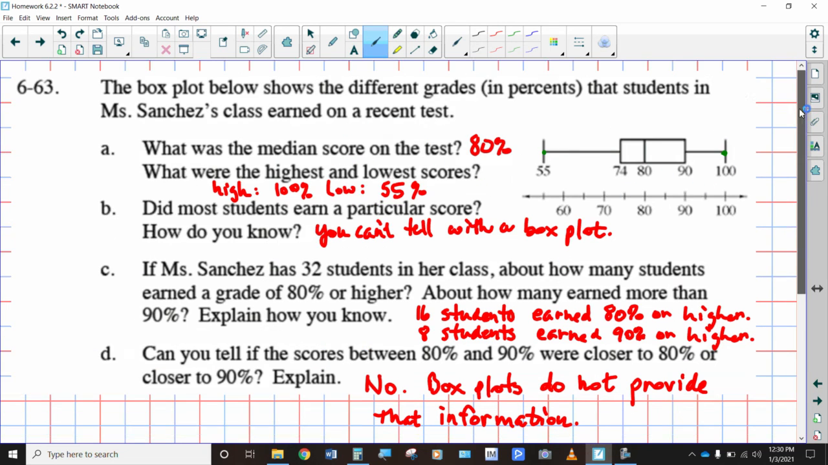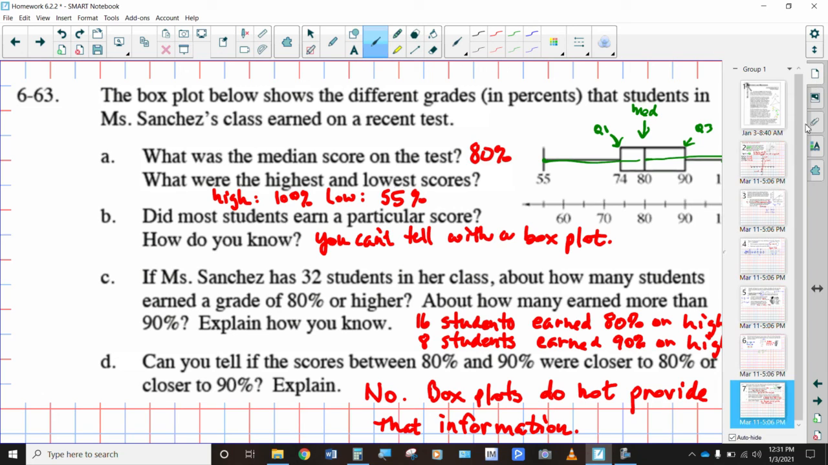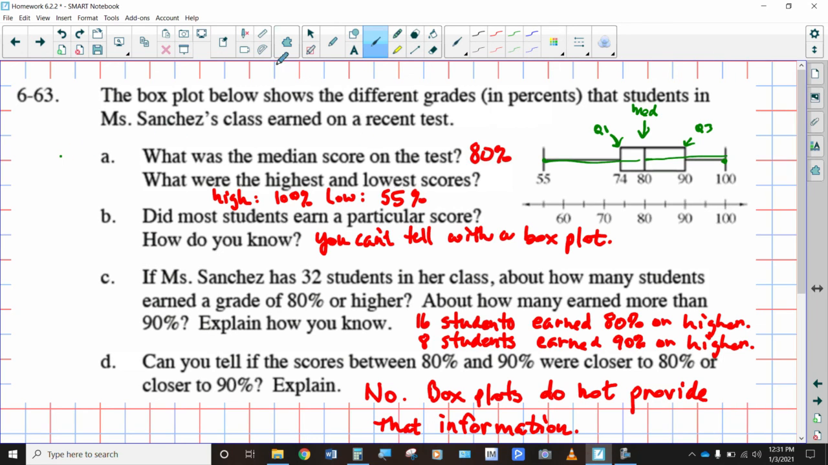So just to reiterate, this number right here is the median of the entire data. This number right here is the median of the lower half of the data, and this number right here is the median of the upper half of the data. First quartile is the median of the lower half. The third quartile is the median of the upper half. All right, does that do it for today's work? It does. Let's move on to our next activity.